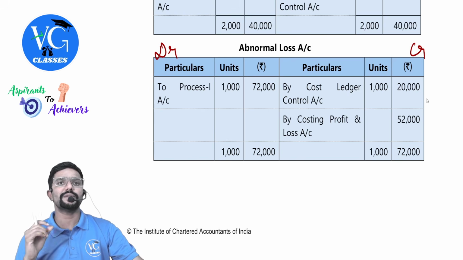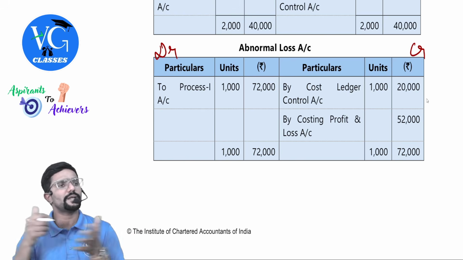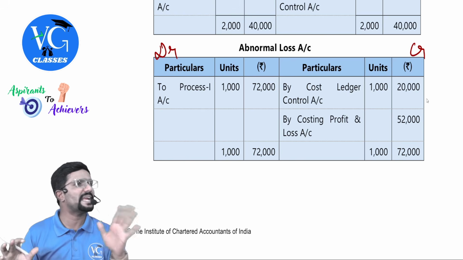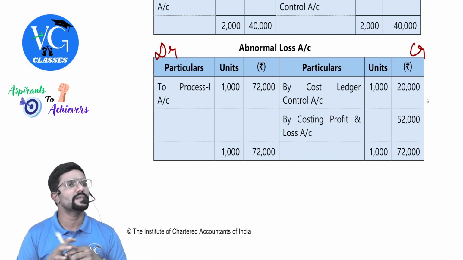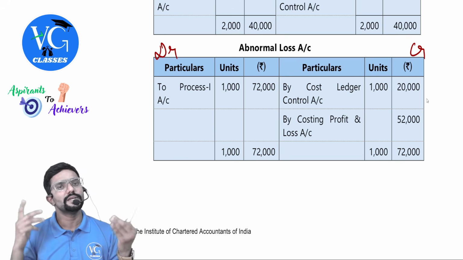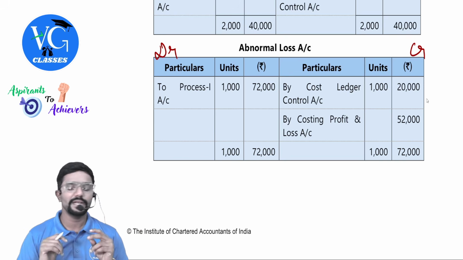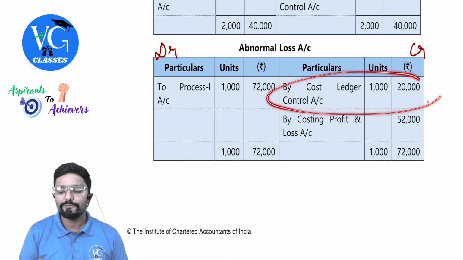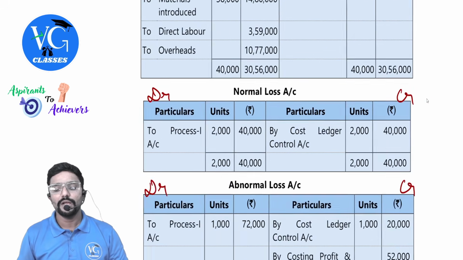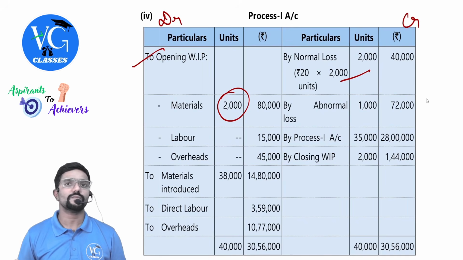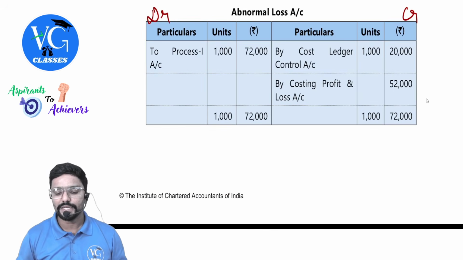Sir, what if they have given scrap value for normal loss units and abnormal loss units separately? If they have given, take it accordingly. For example, scrap value for normal loss units, assume it's given as 5 rupees, whereas for abnormal it's given as 8 rupees. Accordingly, take it, guys. And please be careful, the scrap value of abnormal loss units, we will always record it only in the abnormal loss account and not in process account. Yes, sir.